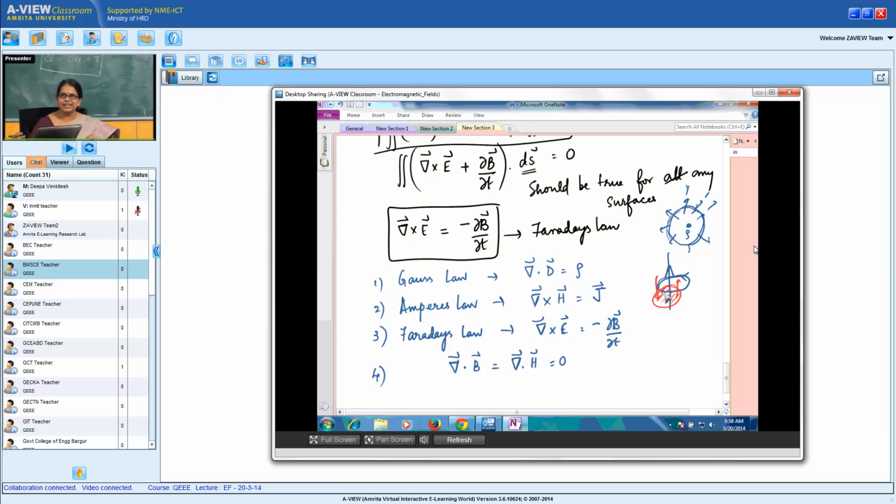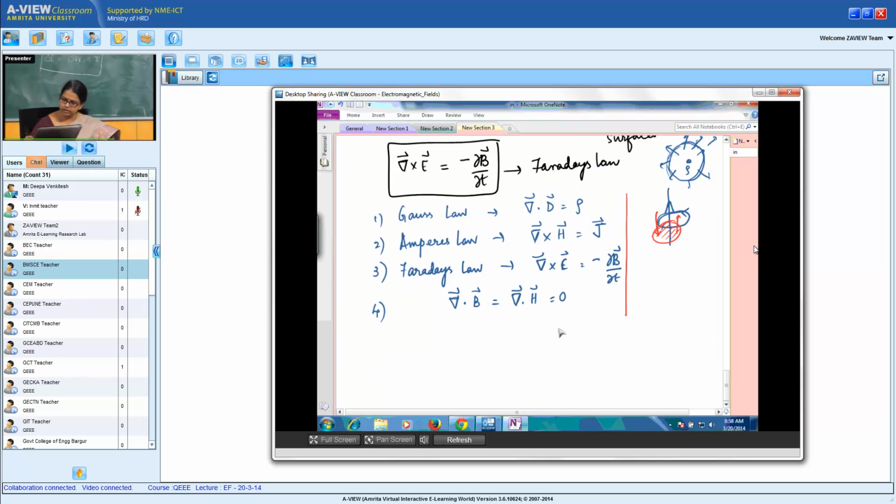So the net outward flux or the net inward flux in a magnetic field is always 0. So these are your 4 Maxwell's equations. Now there is a correction that needs to be applied to this Maxwell's equation, considering the equation of continuity.